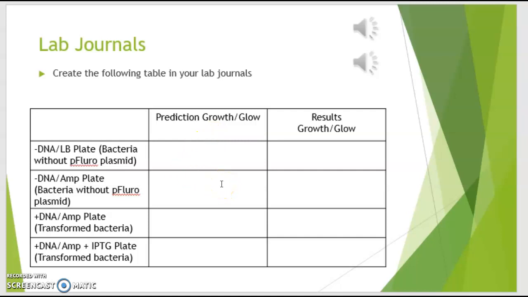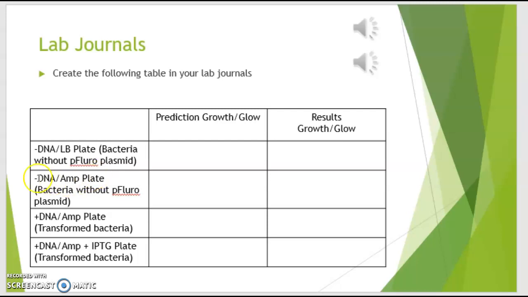Now we're going to focus on glow. Would you expect E. coli without the plasmid to glow on a plate that only has bacteria food? If so, you would put a positive sign. If not, you put a negative sign. So you can go through all these and do the same thing.